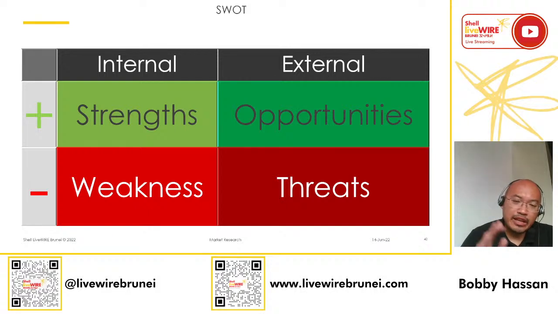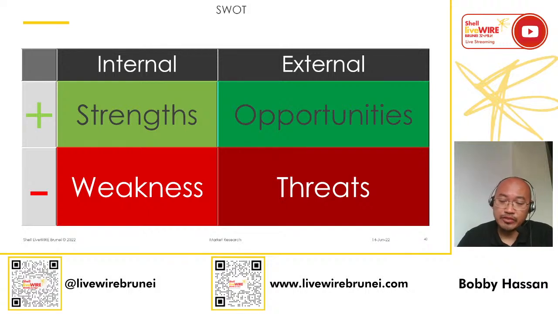So it's actually divided 2 by 2. So strengths and weaknesses are internal to you. What are your strengths and your weaknesses, your positives and your negatives? And then on the other side is external. So the things that are outside your control, which we also covered, which are your customers, your competition, and the market factors. So if those external factors are positive for you, then they are your opportunities.